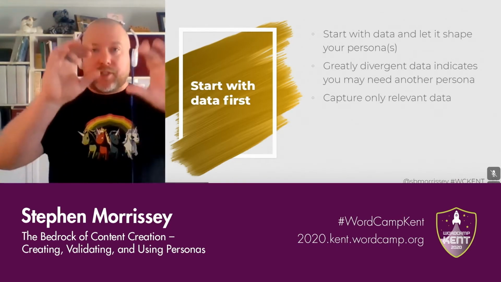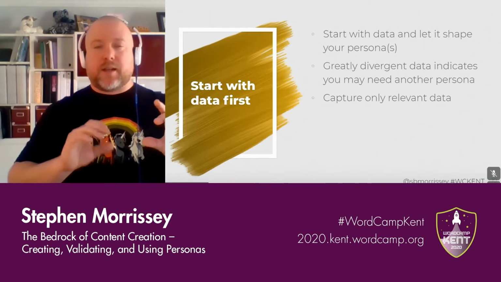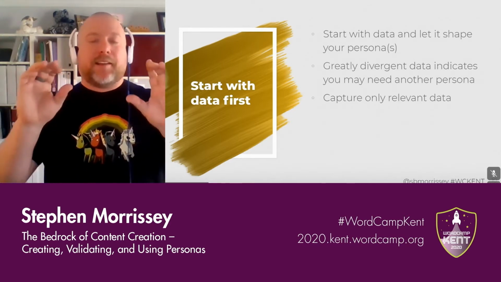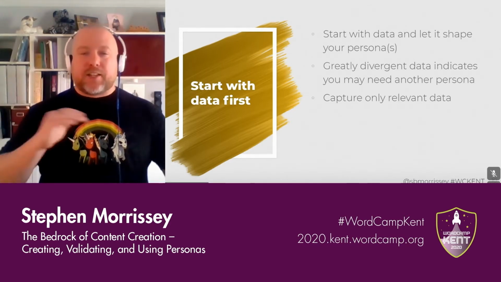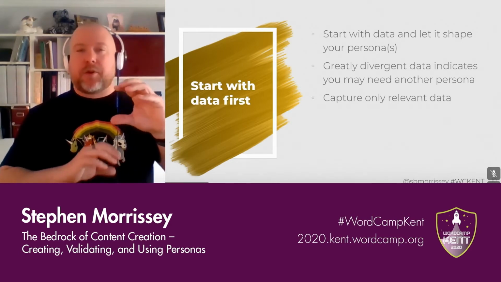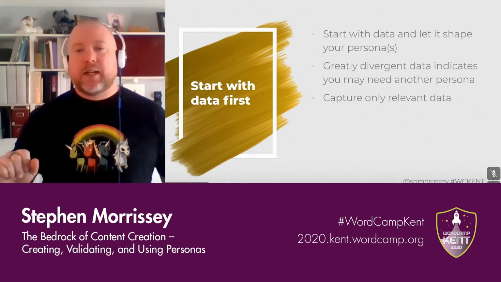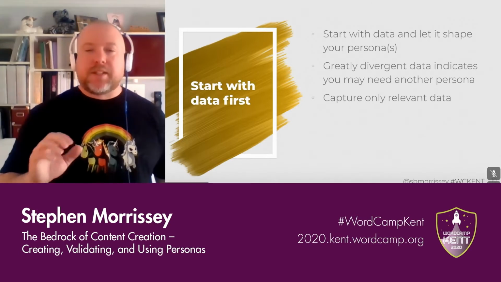Maybe you want to go with those types of differences, where it's a casual pet owner versus a more extreme pet owner. But that's where you would have a split in the data, and therefore you would have 2 separate personas at that point. And you want to capture only the relevant data pieces here.